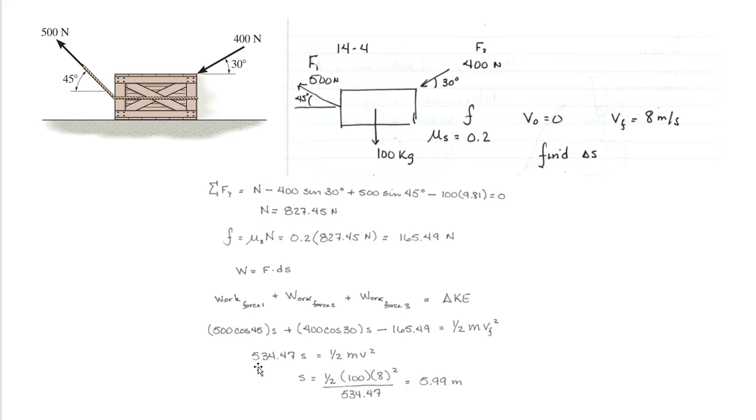And when you do all of that, you're going to get 534.47 times my change in distance. So I've got the work provided by force 1, the work provided by force 2, and I have to overcome the work I'm having to fight friction with. That's going to equal my change in kinetic energy, and this is only going to be related to the final, because my initial kinetic energy starts at 0. Once we plug all of this in, we get an equation that looks like this, and we find that the distance traveled is 5.99 meters, or approximately 6 meters.